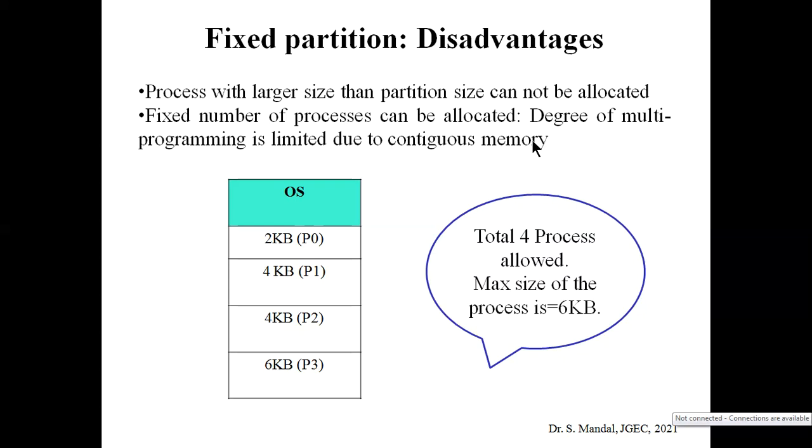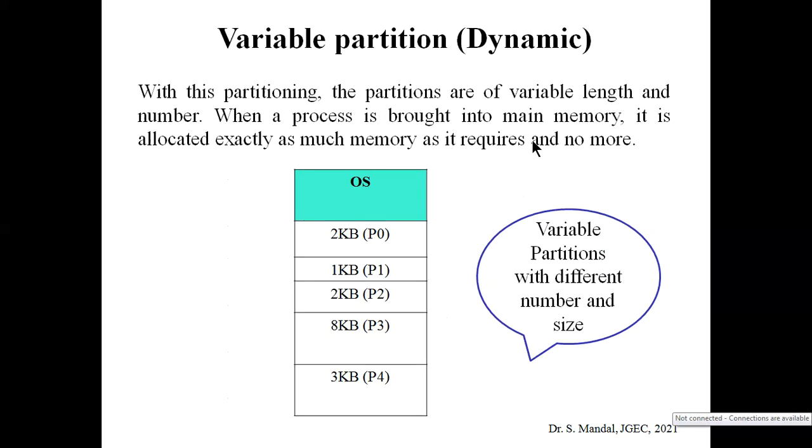First one is internal fragmentation. Second one is external fragmentation. Third one is the maximum size of the process, and fourth one is the fixed number of processes that can be allocated. Okay, clear?